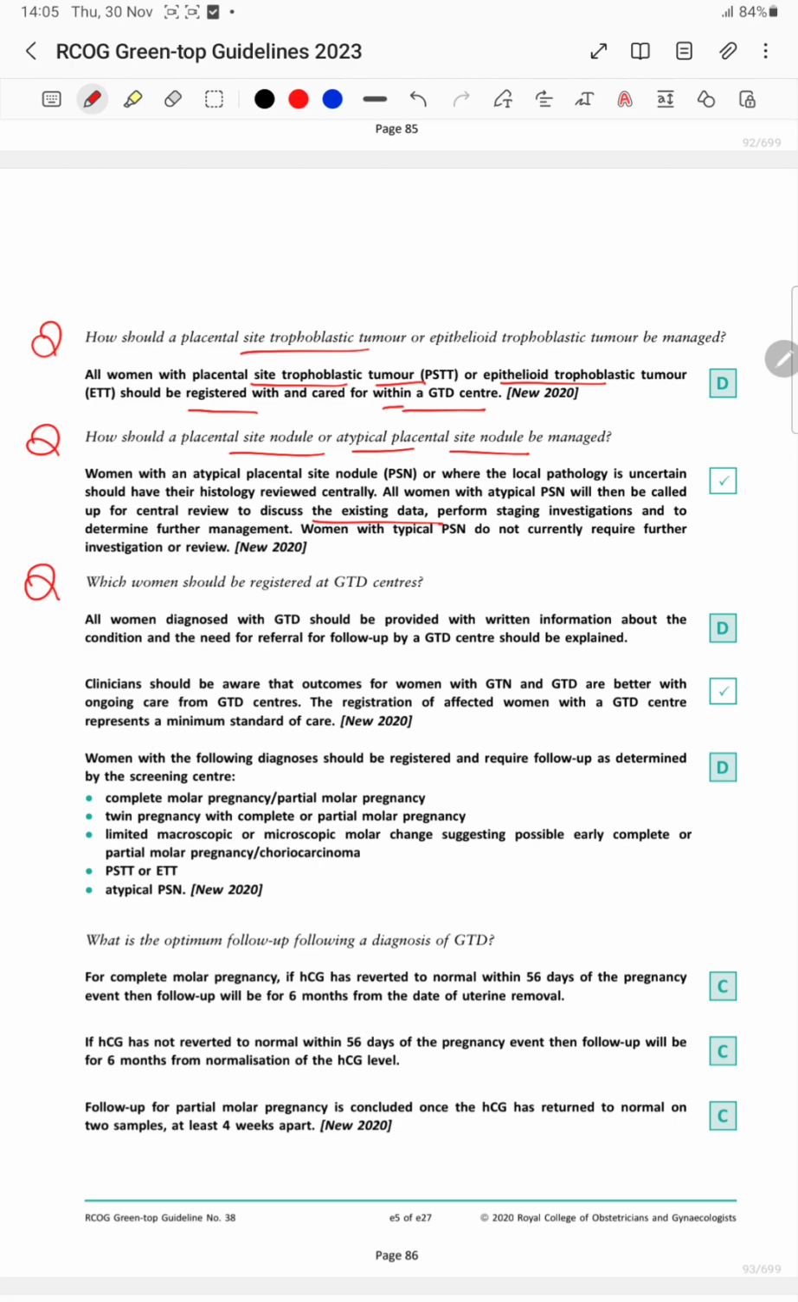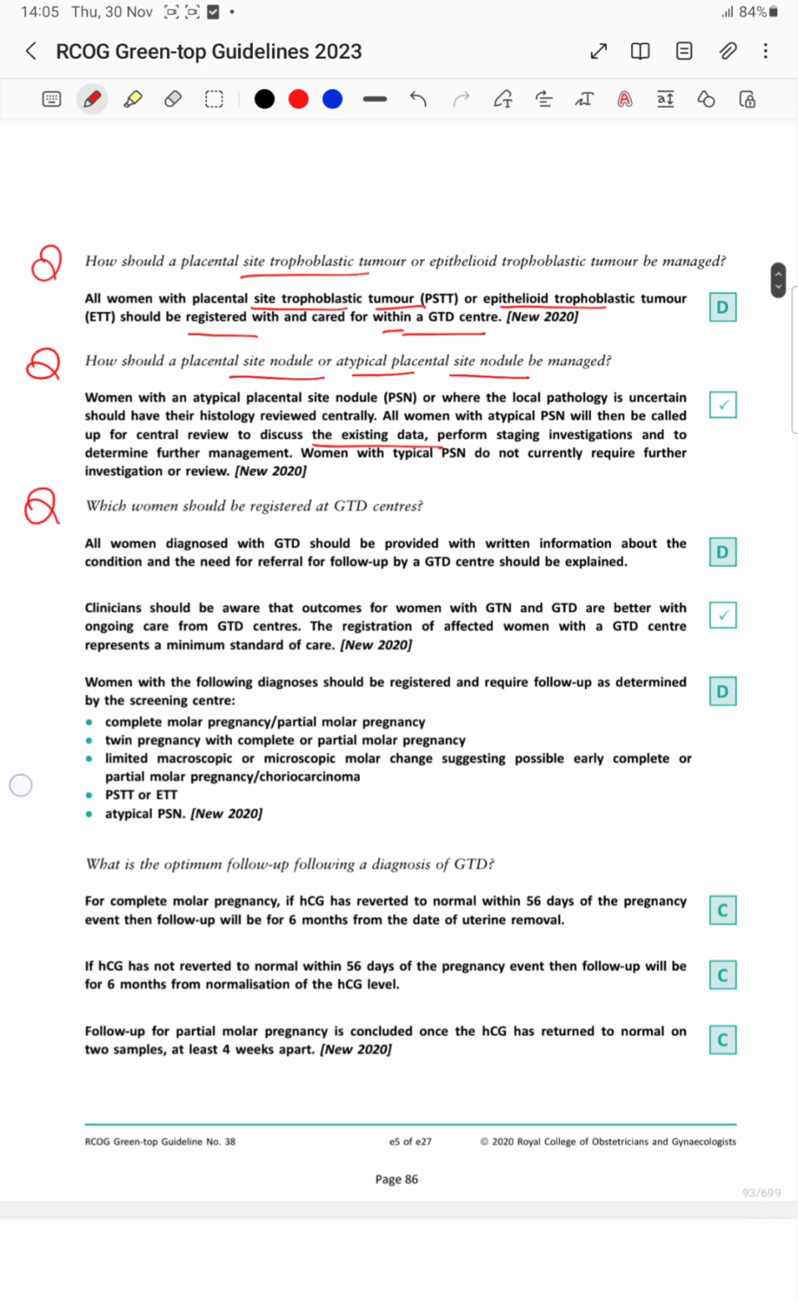Which women should be registered at a GTD center? All women diagnosed with GTD should be provided with written information about the condition, and the need for referral for follow-up by a GTD center should be explained. Clinicians should be aware that the outcome for women with GTN and GTD is better with ongoing care from the GTD center. The registration of affected women with a GTD center represents a minimum standard of care.